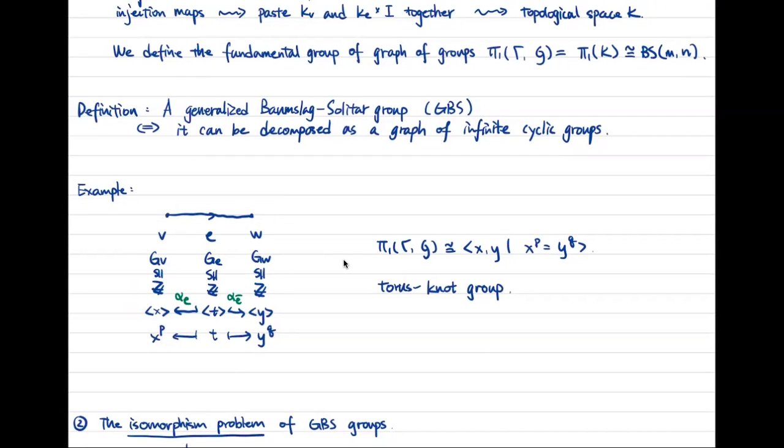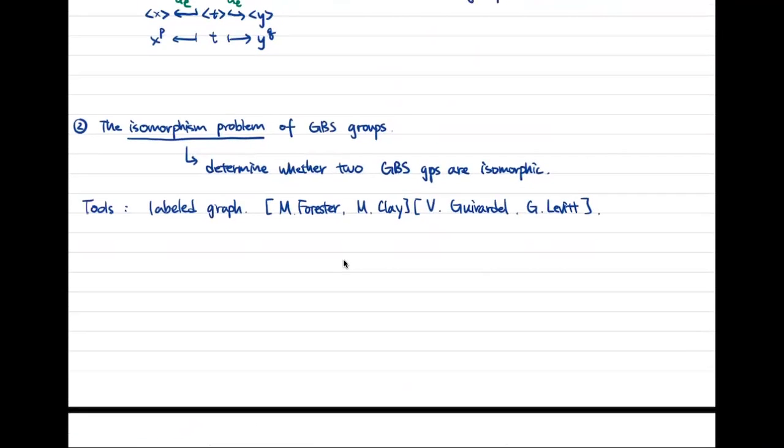We have a better tool to visualize each GBS group, called the labeled graph. This was introduced by Max Forester and Matt Clay, and also used by Vincent Guirardel and Gilbert Levitt in their paper. So what does this labeled graph look like? According to the definition of a GBS group, every vertex group is isomorphic to Z, and every edge group is also isomorphic to Z. So our injection map alpha E is actually a map from Z into Z.